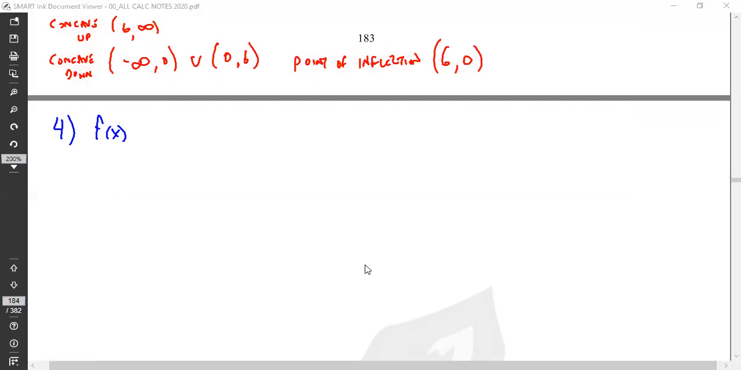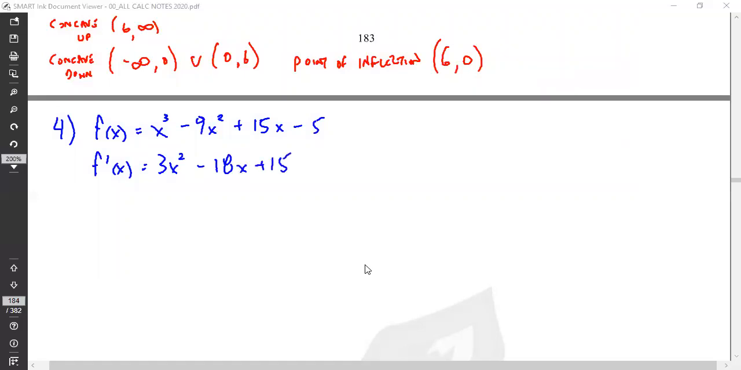Number 4, f of x is equal to x cubed minus 9x squared. This one looks like it's shaping up to be maybe a little easier for us to get our head around, at least the derivatives. This is just polynomial, so this ends up being kind of nice to work with. X cubed minus 9x squared plus 15x minus 5. First derivative, no big deal, 3x squared minus 18x plus 15. Second derivative, 6x minus 18.